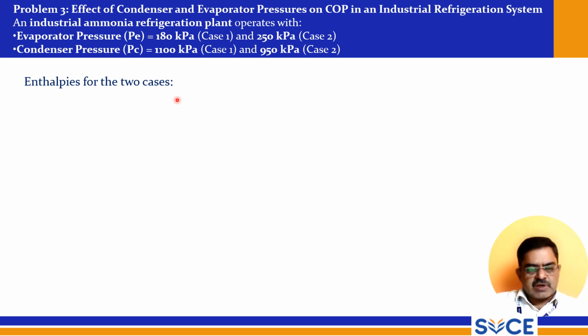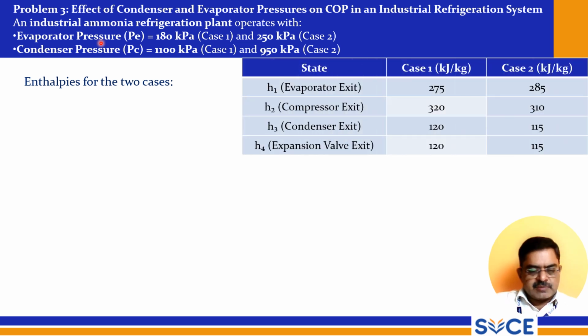So for the enthalpies of the two cases, we know the refrigerant is ammonia, so we can take the enthalpies from the refrigeration tables. For case 1, H1 at evaporator exit, the enthalpy is 275 for case 1 and 285 for case 2. H2 at compressor exit is 320 kilojoules per kg for case 1 and 310 for case 2. H3 at condenser exit is 120 and 115 respectively. Similarly, H4 at expansion valve exit is 120 and 115 kilojoules per kg.